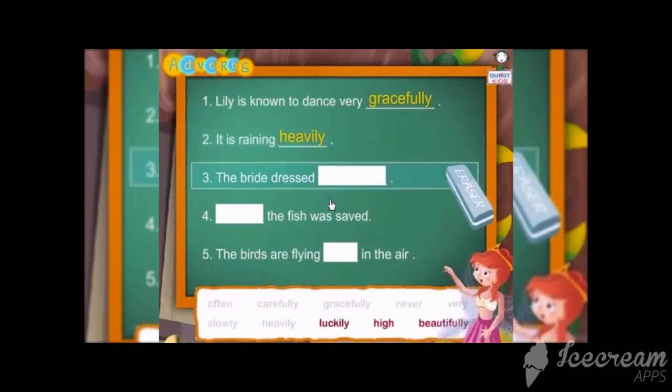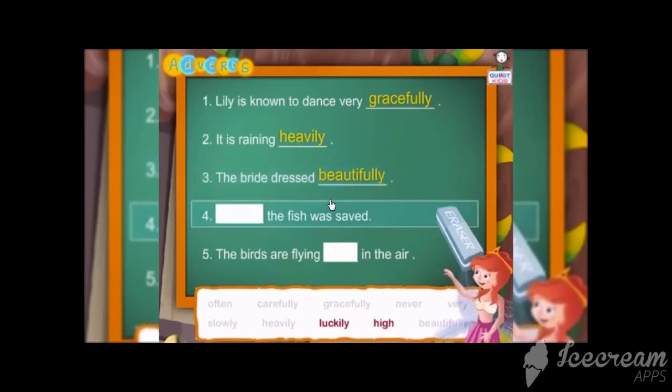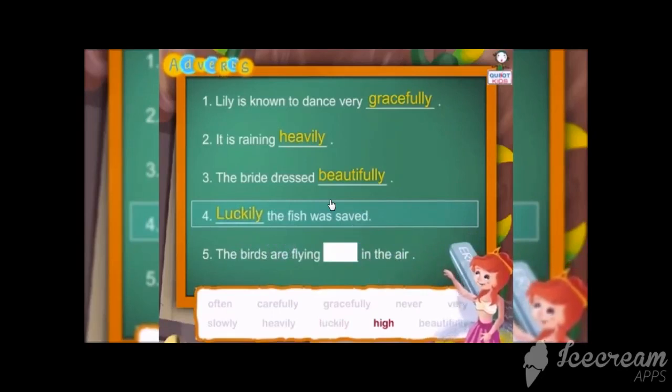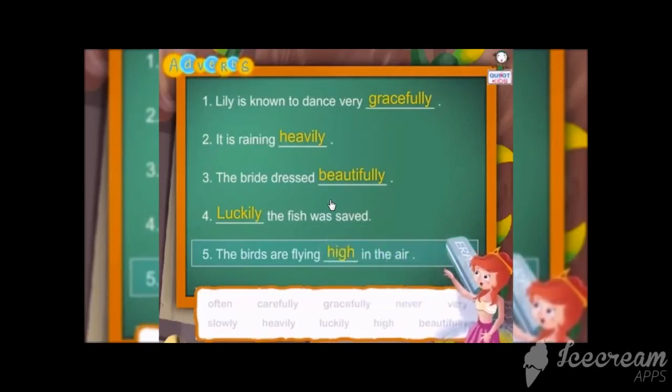The bride dressed dash beautifully. The bride dressed beautifully. Beautifully is an adverb. Dash, the fish was saved. Luckily, the fish was saved. Luckily is an adverb. The birds are flying dash in the air. High, the birds are flying high in the air. High is an adverb.